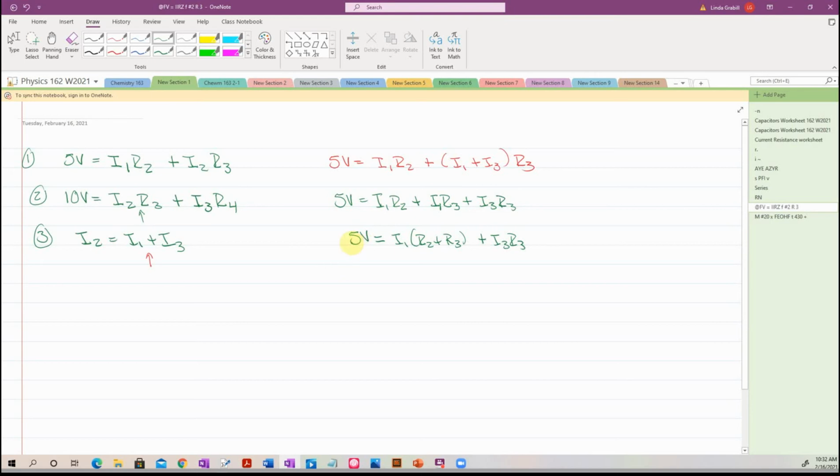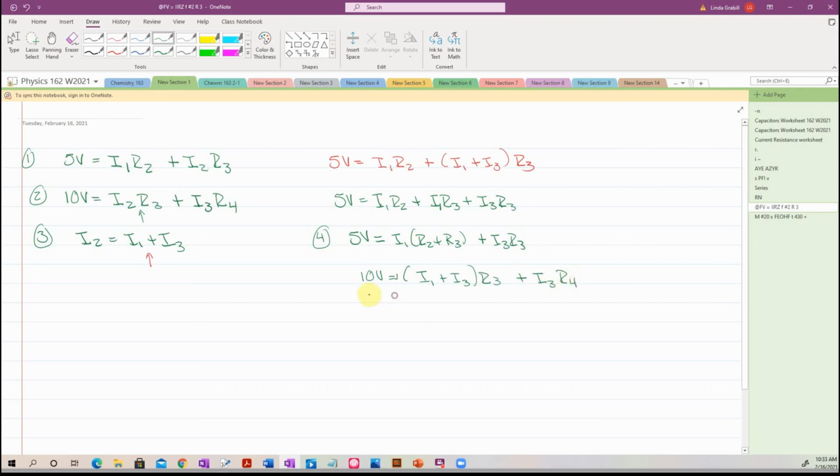So now I'm going to write my 10 volt. So let's call this 4, where I have 10 volts equals, let's see, which substitution am I making? Making the I2 into my, taking this one and putting it in there. How's that? So I1 plus I3 times R3 plus I3 times R4.